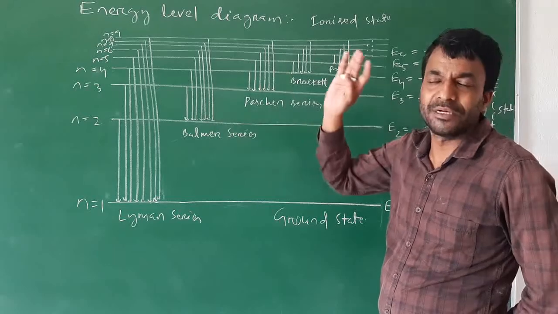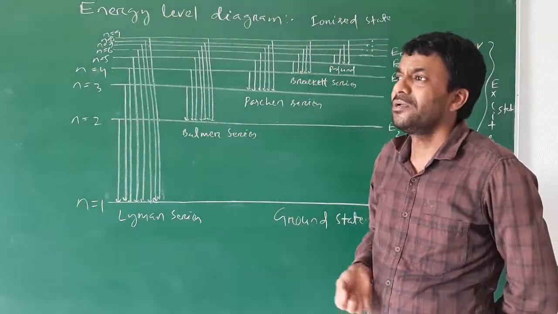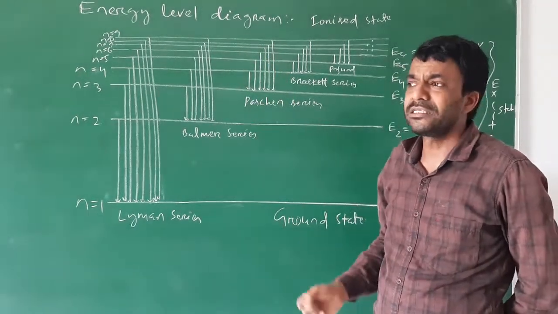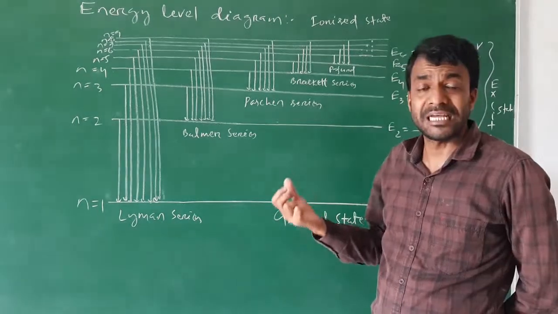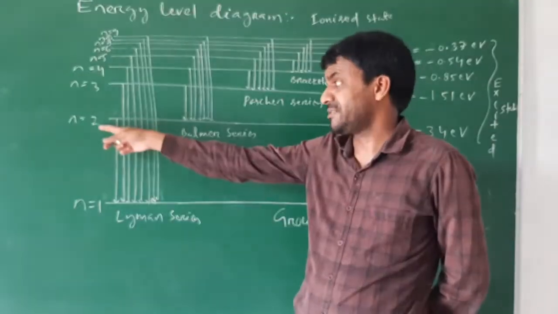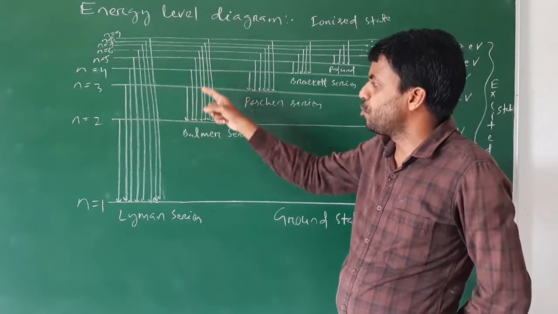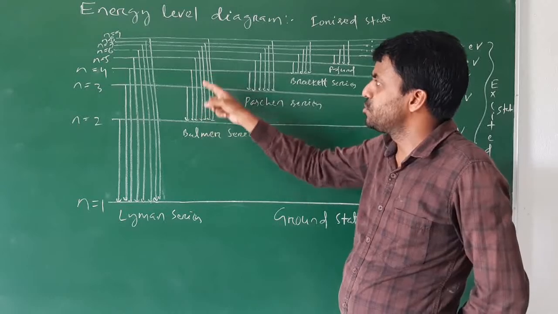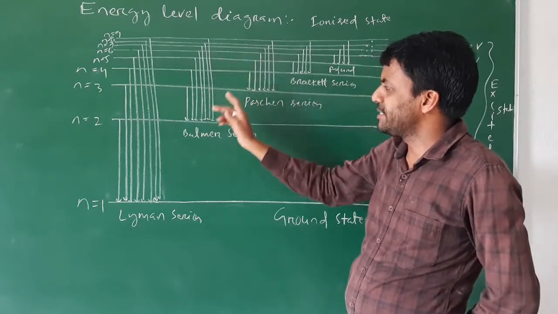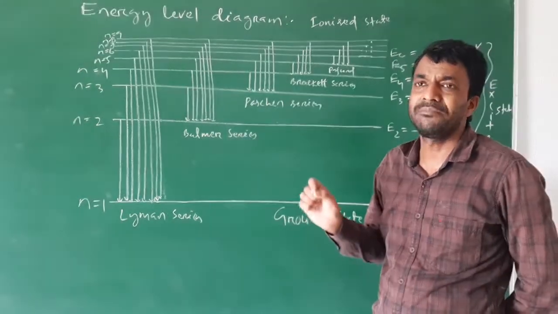Similarly, the Balmer series. For the Balmer series, according to the definition, when the electron jumps from the higher orbits to the first excited state, or second state, that is 3 to 2, 4 to 2, 5 to 2, 6 to 2, 7 to 2, 8 to 2, 9 to 2 and so on. This is known as the Balmer series, and these lines are in the visible region.